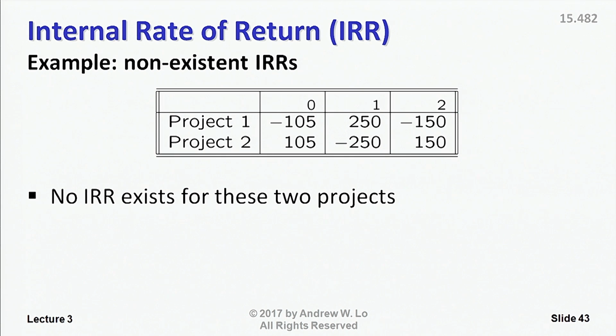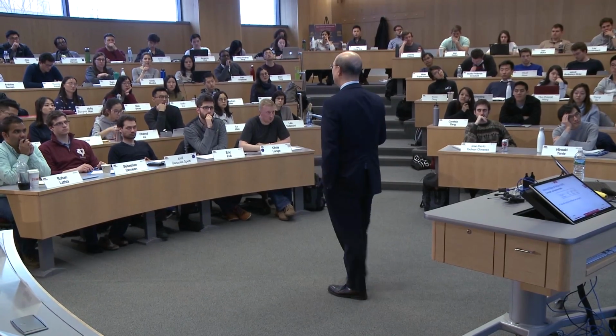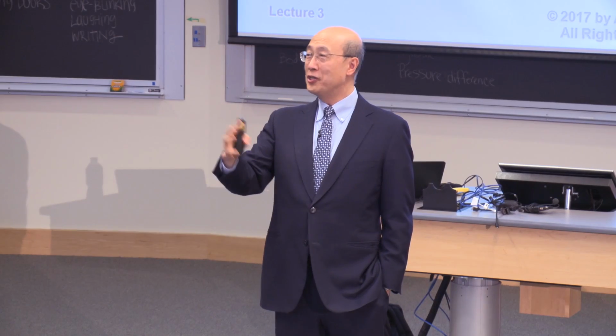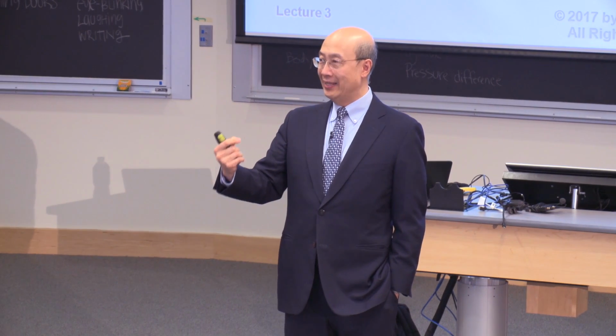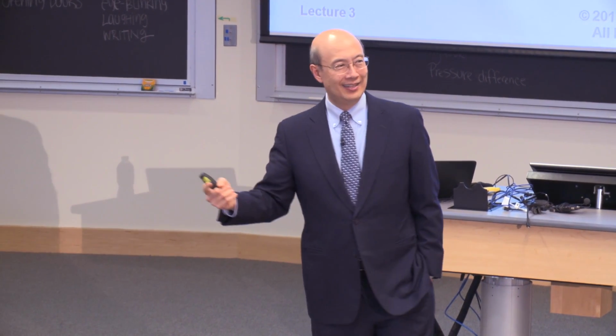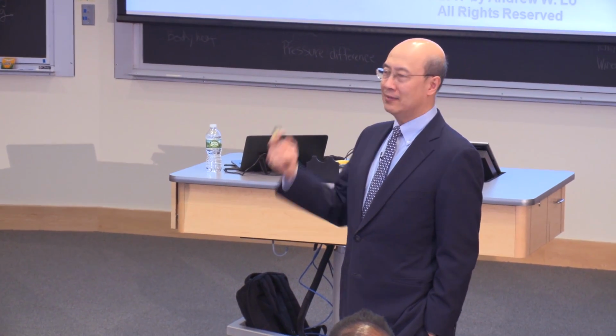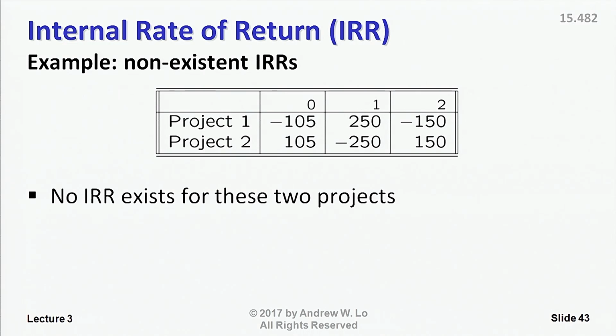Does that look familiar at all to you? For those of you who are in the life sciences, is that like paying for a phase 1 trial, reaching a milestone and getting some money, and then having to pay for a phase 2 trial? Well, if that is your cash flow, you can't find an IRR. It doesn't exist for this particular cash flow, nor does it exist for this cash flow.